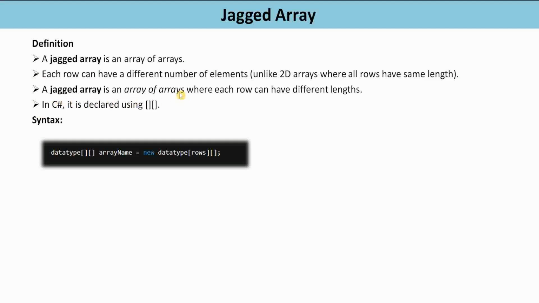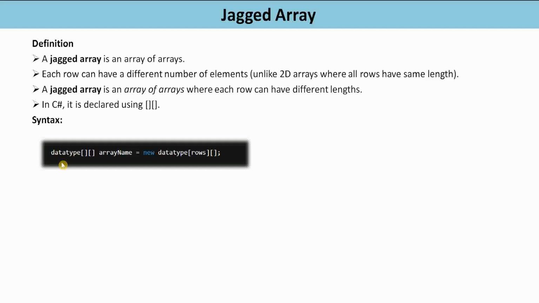A jagged array is an array of arrays where each row can have different lengths. As I already told you, it can have different lengths in that jagged array. We do not need to specify a fixed length for each row. We can set it according to a requirement. In C# it is declared using double square brackets. So if we want to declare a jagged array, we use double square brackets. So this is the syntax.